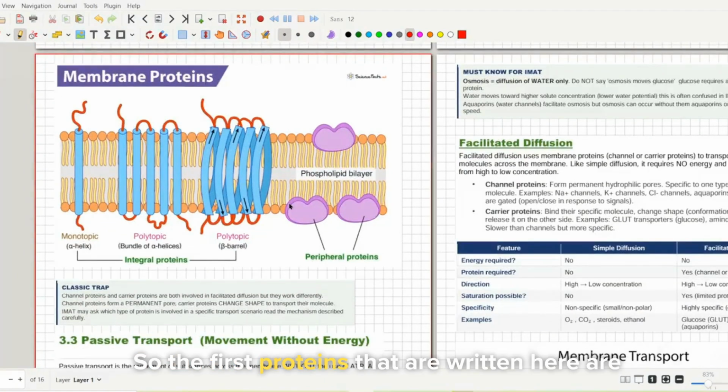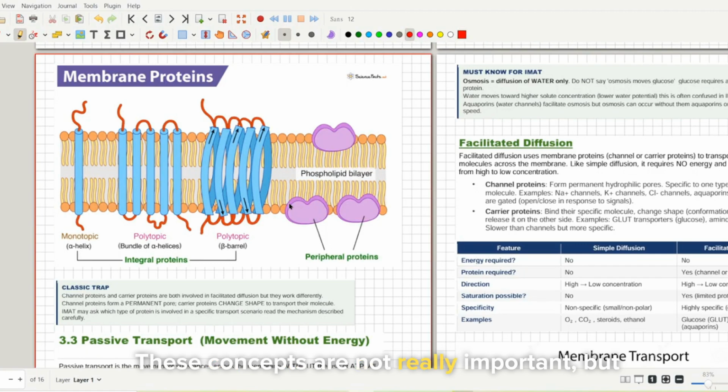So the first proteins that are written here are integral or intrinsic proteins, and then you have peripheral or extrinsic proteins. They are in front of you. The diagram is showing them in a really great manner. Then they could be monotopic, polytopic, and the polytopic could be alpha or beta.